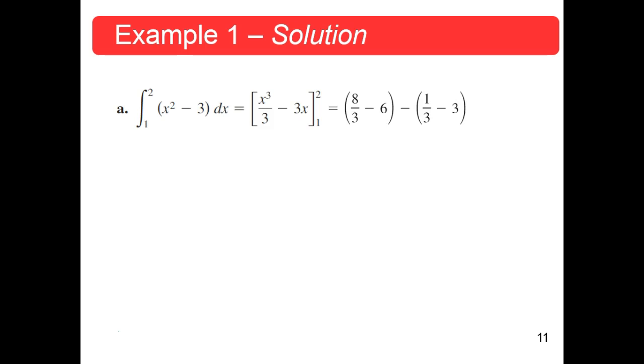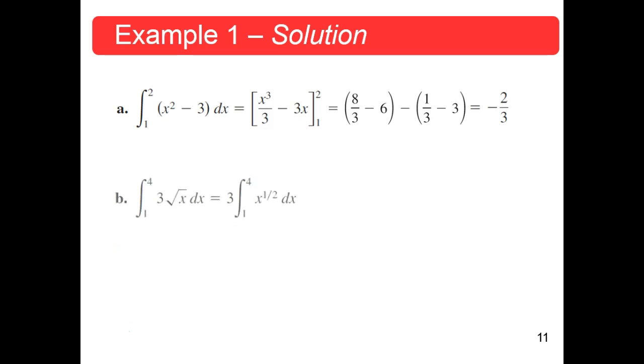And then what I would do here, they're going to do 8/3 minus 1/3, which is 7/3, and then, oh, they just get the answer without showing you how they did it. But then this would be a minus 6 plus 3, so that would be a minus 3. So 7/3 minus 9/3 is a negative 2/3.